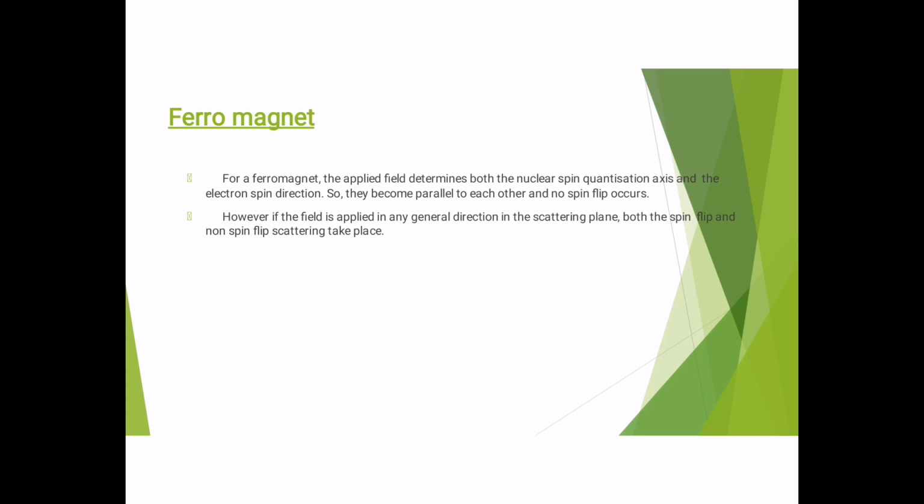For a ferromagnet, the applied field determines both the nuclear spin quantization axis and the electron spin direction, so they become parallel to each other and no spin flip occurs. However, if the applied field is in any general direction in the scattering plane, both spin flip and non-spin flip scattering take place.